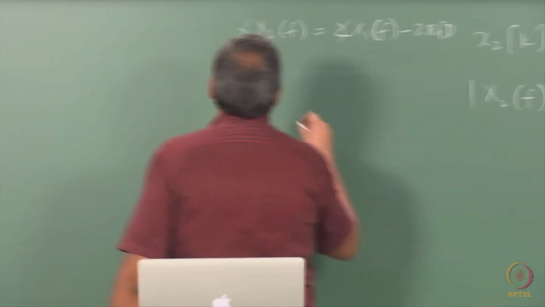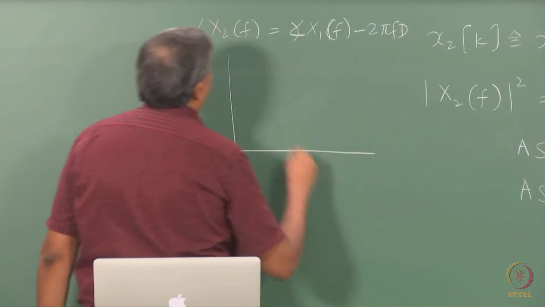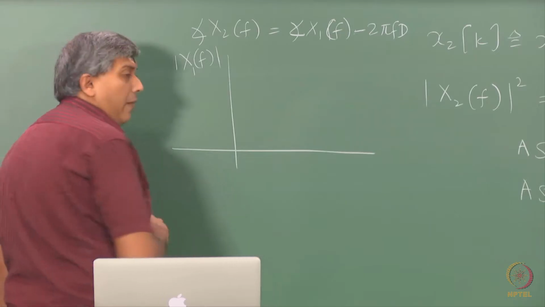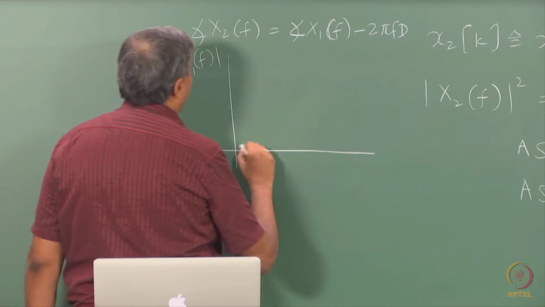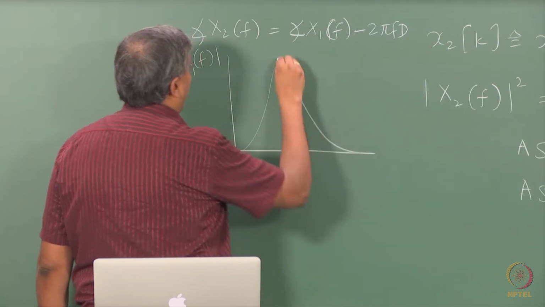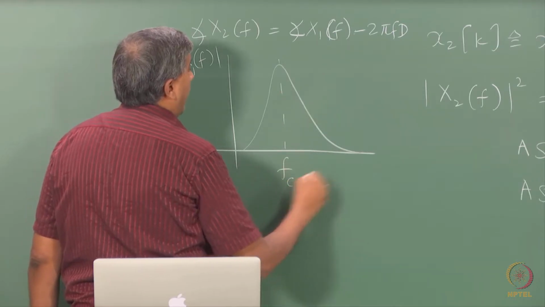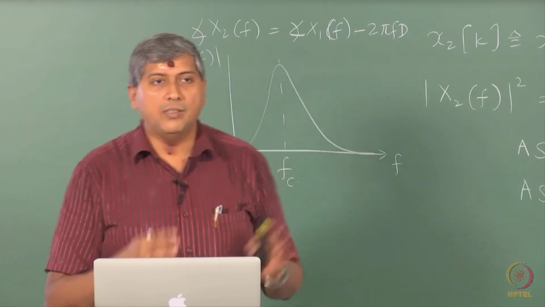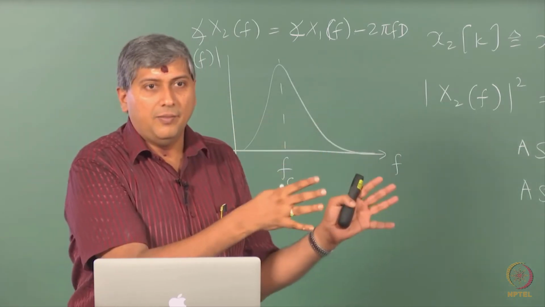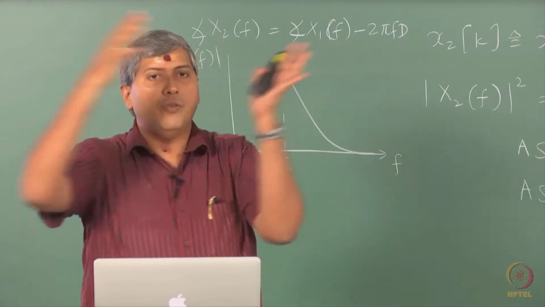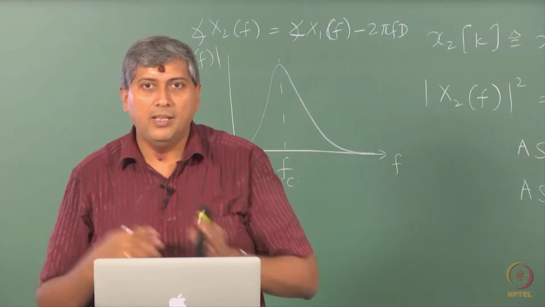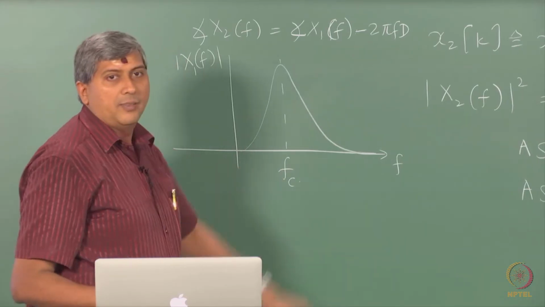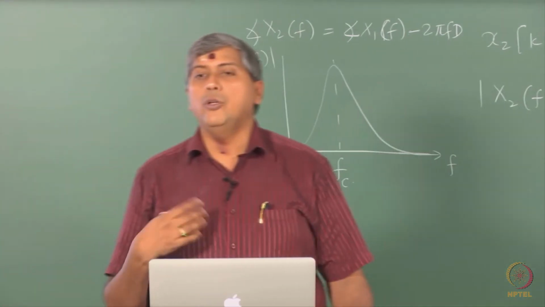Imagine that your x1 of f, I am just going to plot the magnitude. Let us say for some signal it looks like this, okay, and it has some center frequency fc. What we mean by shifting the frequencies, you are going to shift this entire magnitude of x1 of f by a certain amount in frequency domain, essentially shifting the center frequency to something else. So, when you do that, and when do you have to do that?